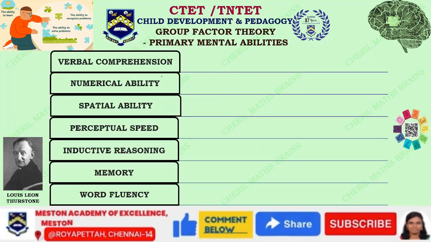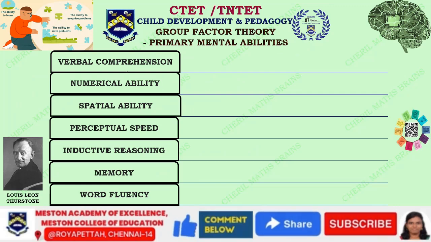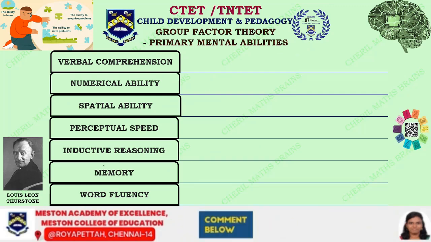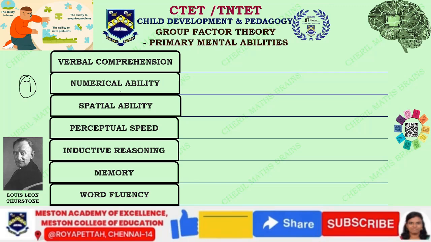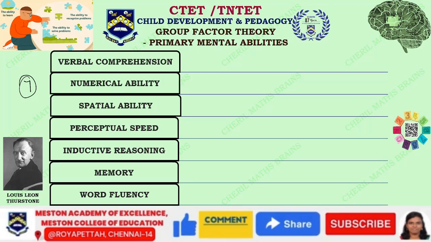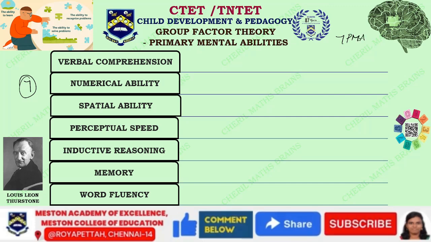Out of these 7, the first one is going to be verbal comprehension. There's no order. It's not that we have to study only in this order. You just have to remember these 7. When it comes to the group factor theory, when it comes to Thurstone, you have to remember the number 7, because he has given 7 primary mental abilities, 7 PMAs.